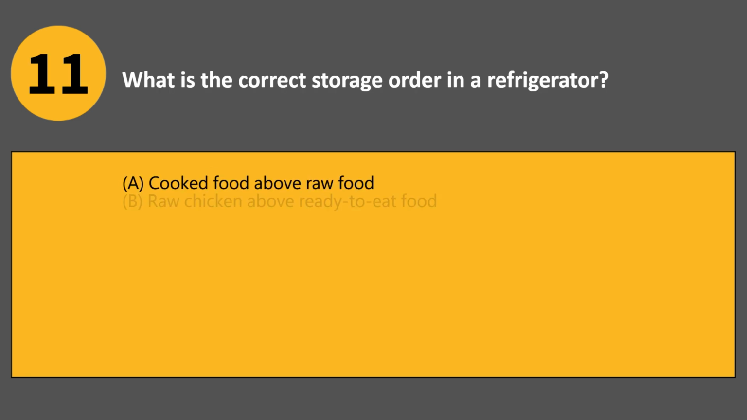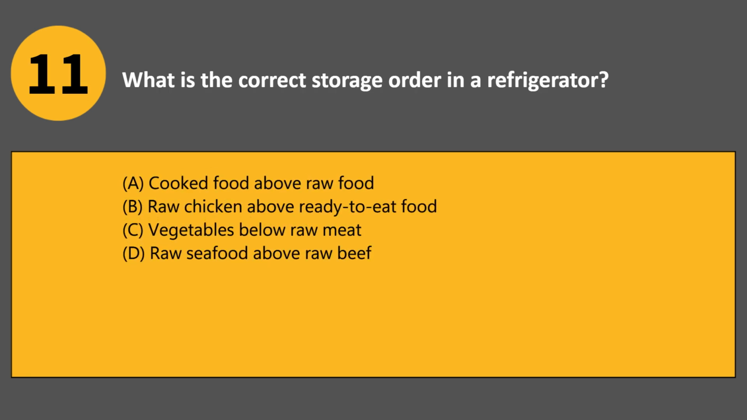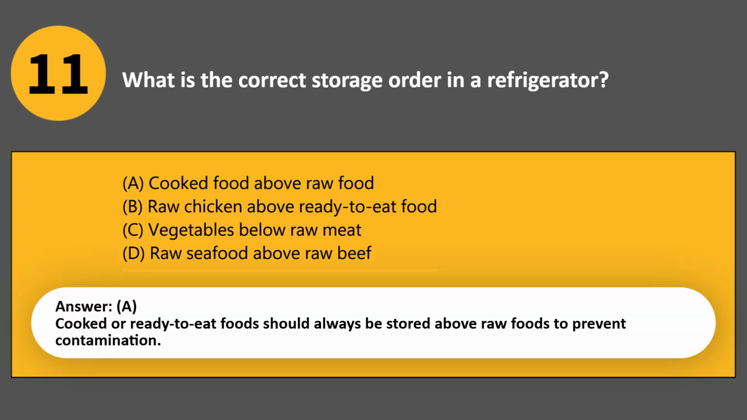What is the correct storage order in a refrigerator? A. Cooked food above raw food. B. Raw chicken above ready-to-eat food. C. Vegetables below raw meat. D. Raw seafood above raw beef. Answer, A. Cooked or ready-to-eat foods should always be stored above raw foods to prevent contamination.